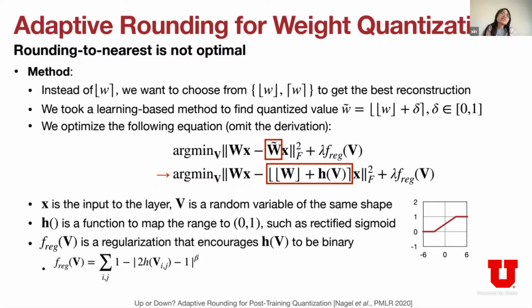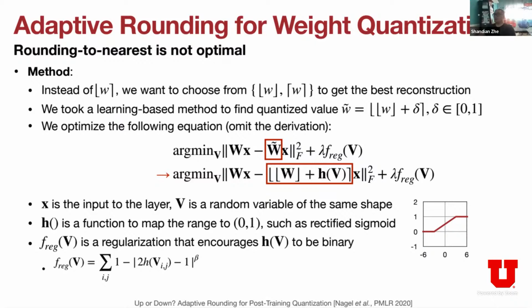Yeah. So I think for this paper, the most valuable thing is that, in general, we think the rounding to the nearest is optimal. But this paper provides another perspective, that maybe we can round down or round up.